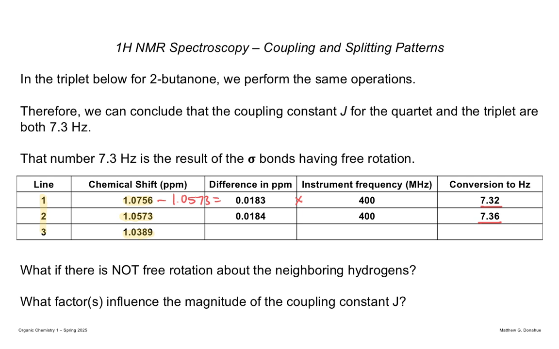So the questions: what if there is not free rotation about neighboring hydrogen groups? And then what factors influence the magnitude of the coupling constant? The coupling constant can change. For proton, you can generally get between, at the low end, about 1 hertz to the high end, about 15 hertz. So what changes that? What is responsible for that?